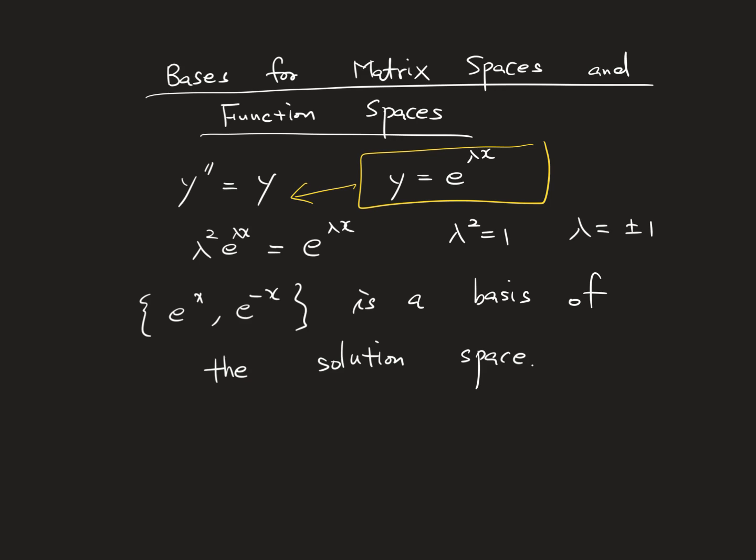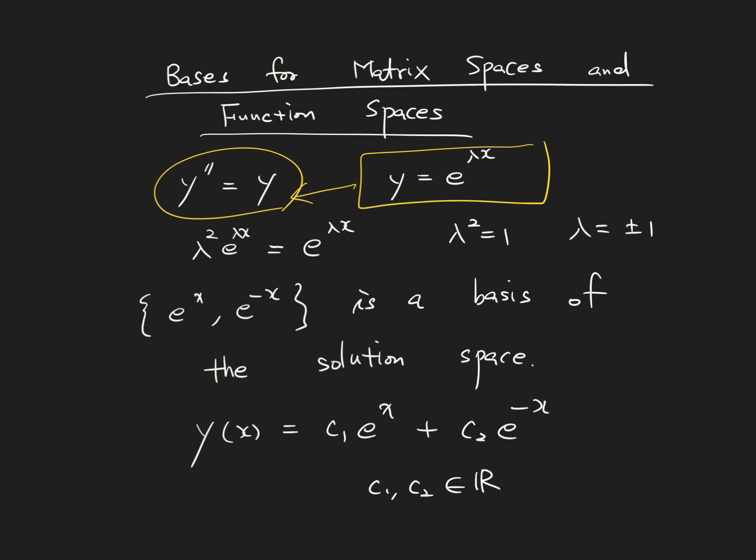So the answer to this differential equation is y of x equal to c1 e to the x plus c2 e to the minus x, and c1 and c2 can be any numbers. And the dimension of the solution space will be 2, because we have two functions. So that's why the dimension of the solution space is just the number 2.